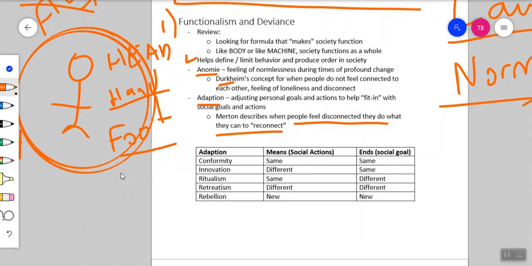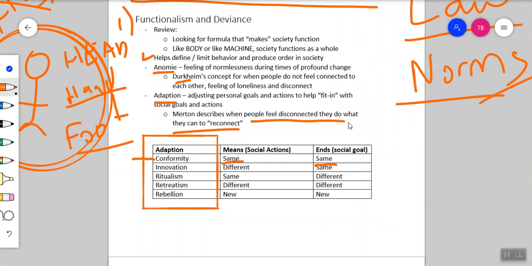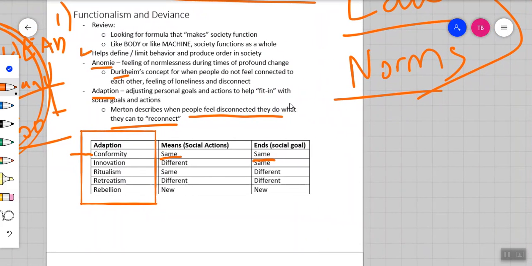So we have a chart here that kind of explains this. In this section over here, the adaptation, it's what people might do in order to feel like they're reconnected again. For an example, this first one is the easiest, conformity. It's when people have the same means, same social actions as society defines, and also the same goals. So for instance, you might think of a college student. It might be someone who conforms.